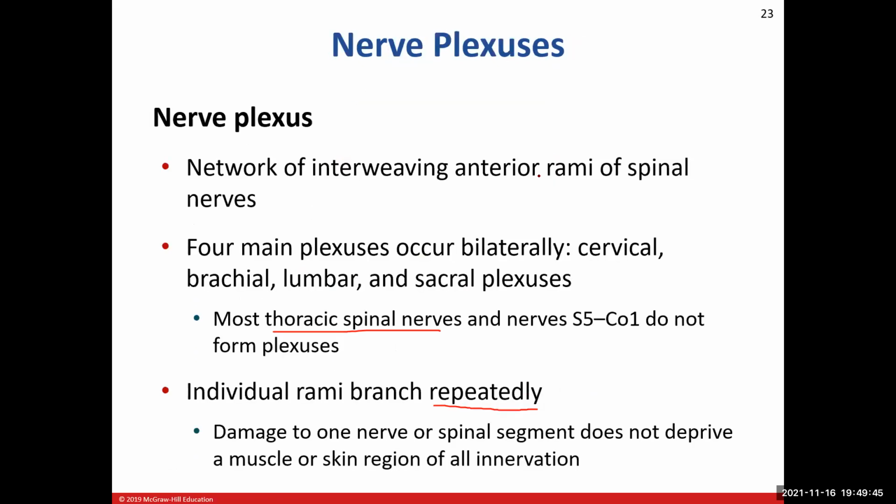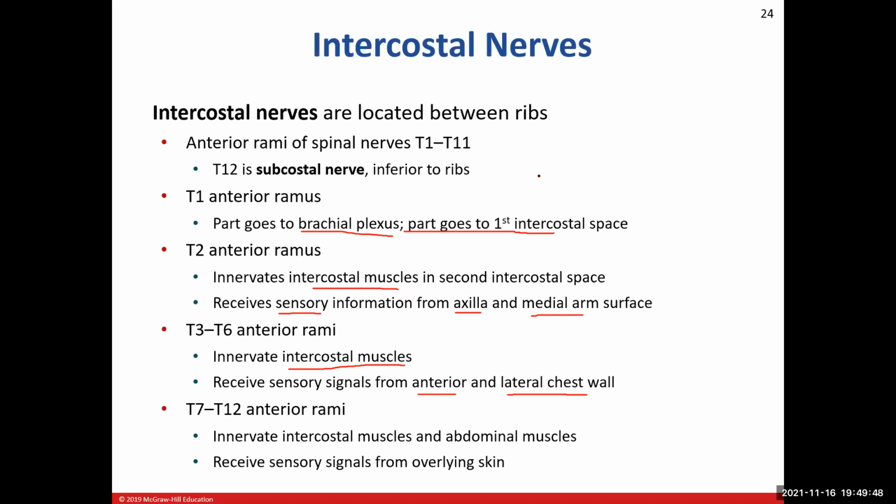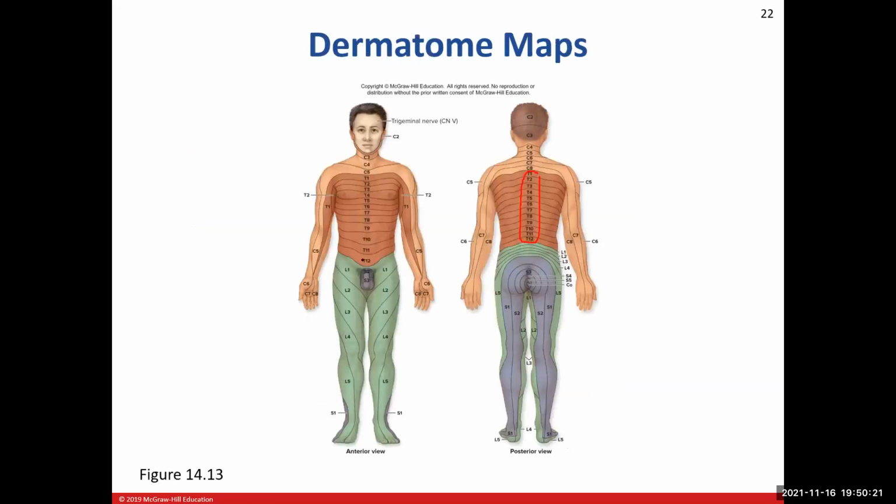Right? So the anterior rami, excuse me, will receive sensory information from your front and the lateral portions of the chest wall. And then T7 through T12, right, we will obviously innervate some of the intercostal muscles in those locations. And then when we get down into the abdominal region, we'll innervate some of the abdominal muscles. The rectus abdominis is an example of that. And then obviously we're going to get that sensory input from those areas here that you can see on the front down through here.